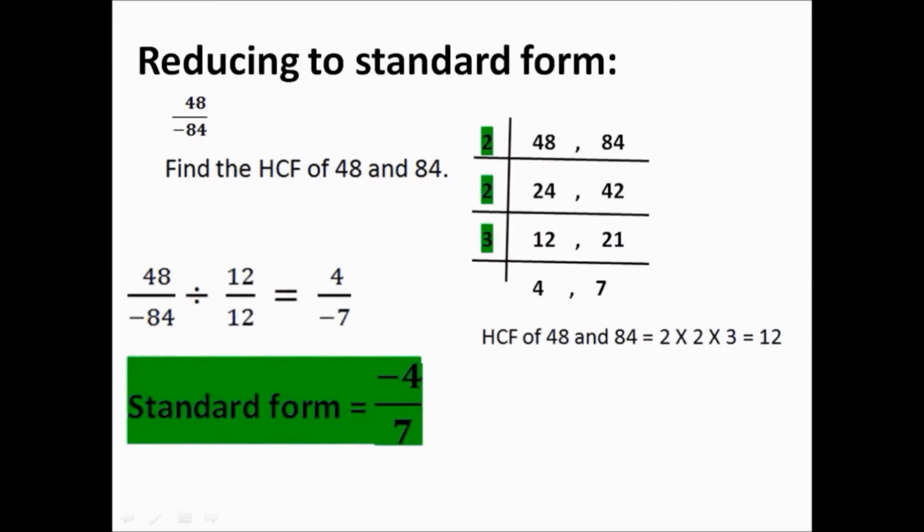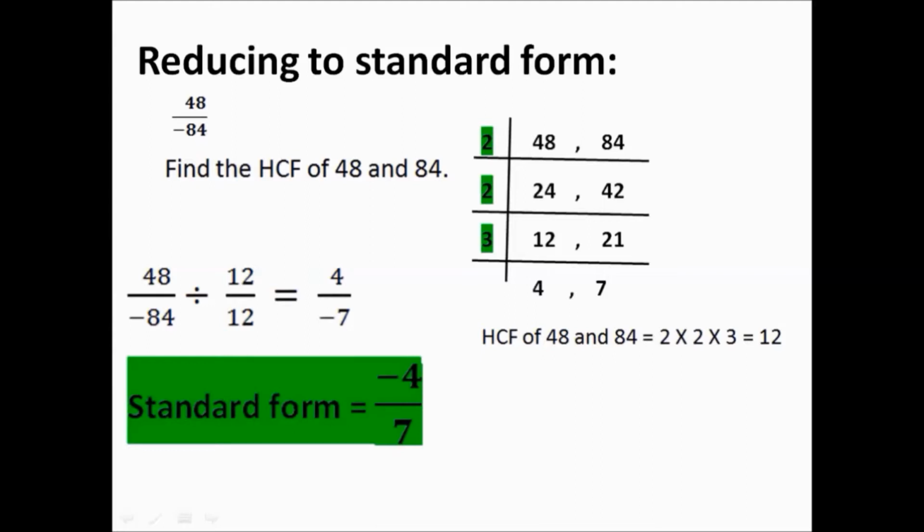Let's learn how to write the rational number into the standard form or simplest form. For example, 48 by minus 84. In order to reduce 48 by minus 84 into standard form, let's find the HCF of 48 and 84. I hope you all know how to find HCF of the given numbers. The HCF of 48 and 84 is 12.